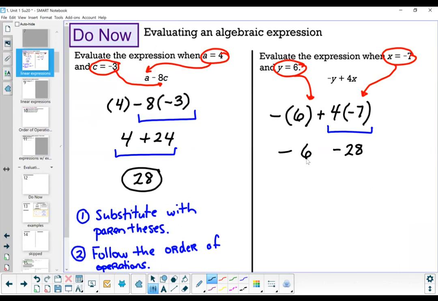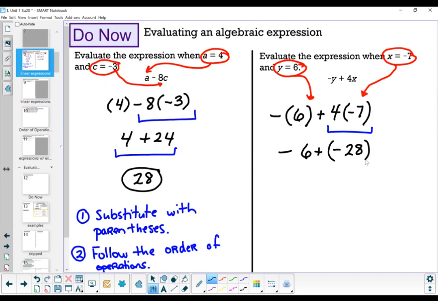Another way to write that is -6 plus -28. Now, the reason why I put parentheses here is just for clarity. Whenever you have a plus and then a negative, it's better to put parentheses for organizational purposes. So now I have a negative plus a negative.